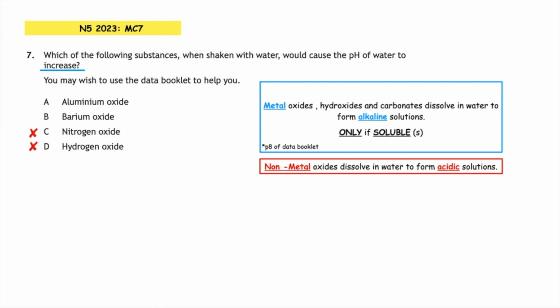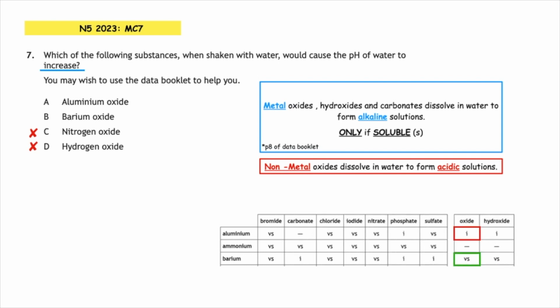When we look up page 8 of the data booklet to check the solubility, we can see that aluminium oxide is insoluble, so therefore would not dissolve and not create ions in solution, whereas barium oxide is very soluble, so therefore would change the pH to increase. So the correct answer to this is multiple choice answer B.